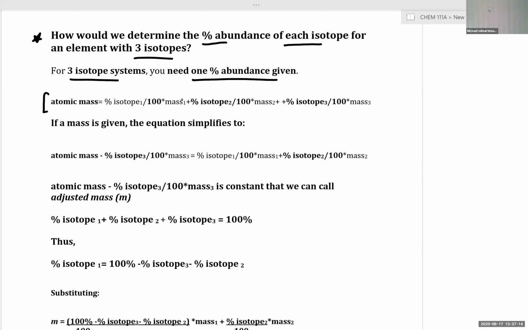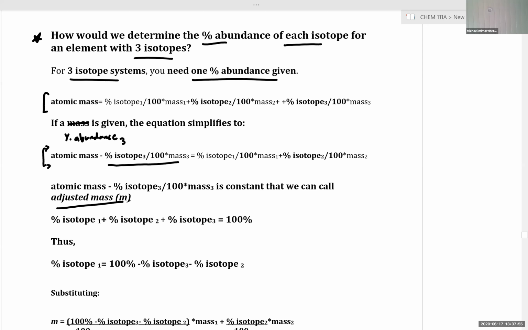So let's talk about this next example where if we have 3 isotopes, suddenly we have 3 terms in our equation. So let's suppose we're given a percent abundance, say the percent abundance of isotope 3. We can now rearrange this equation and move our percentage of isotope 3 term to the left-hand side. Now we're going to call this chunk of constants on the left the adjusted mass M.